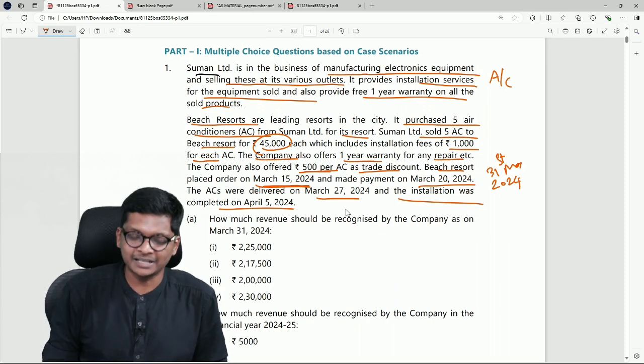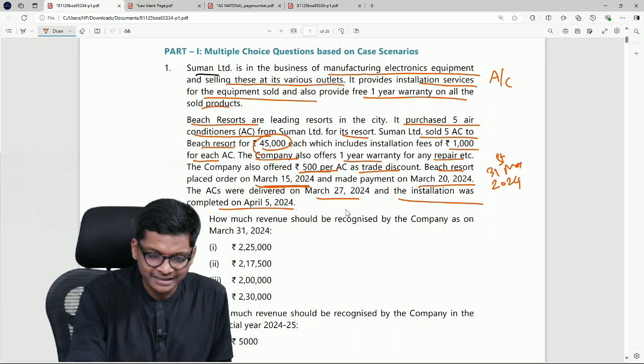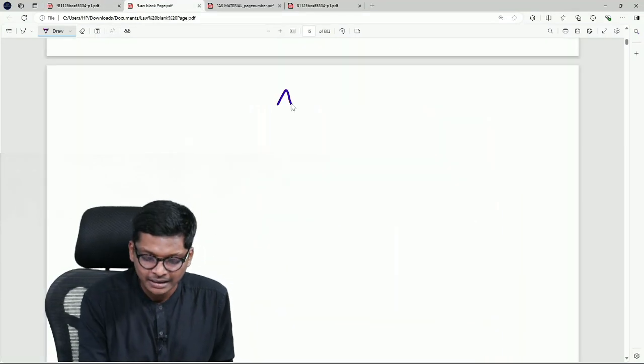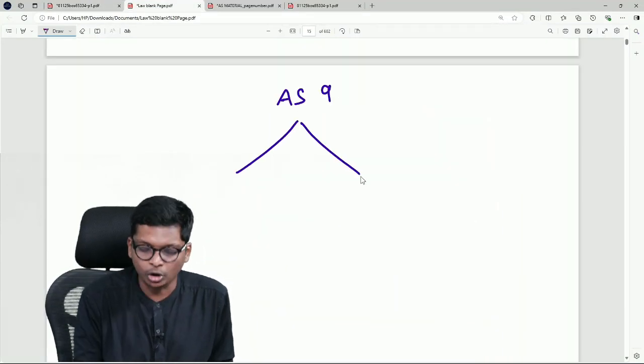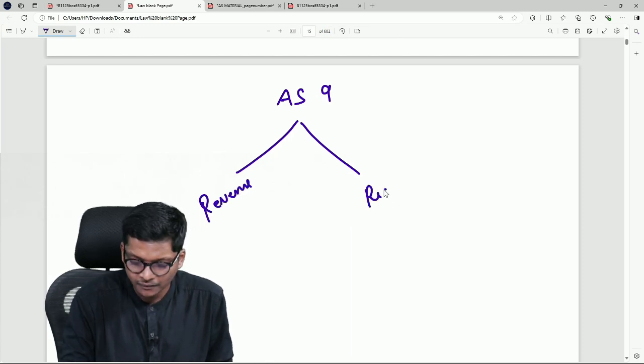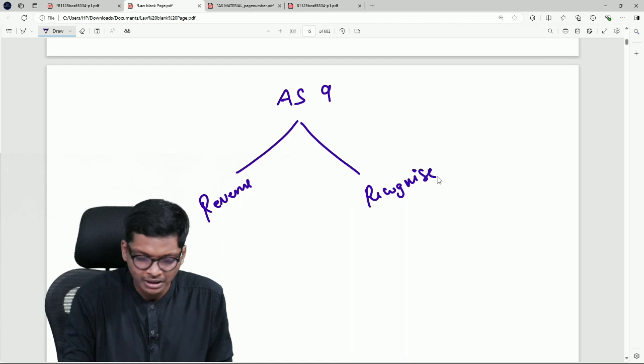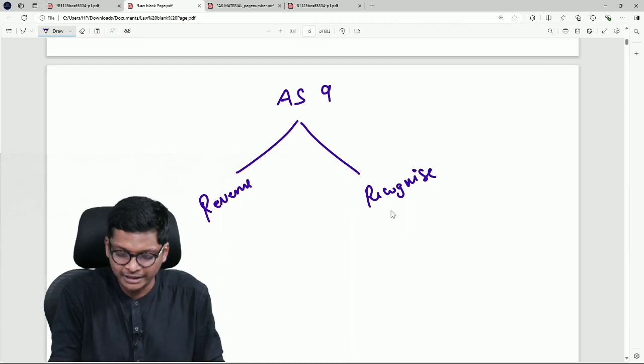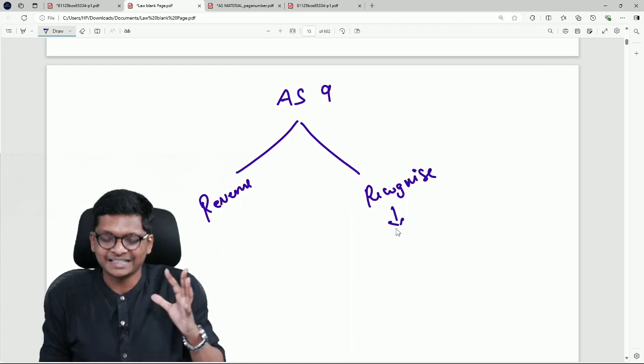Now what concepts are they testing here? They are now testing basically AS9. AS9, if you see guys, the standard talks only about two concepts. What is revenue? When do you recognize revenue? Here they are not questioning what is revenue, they are questioning when do you recognize revenue.